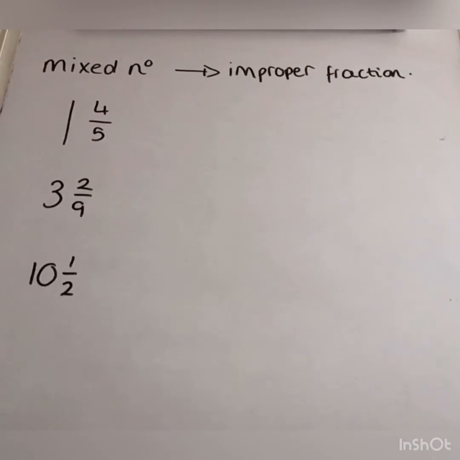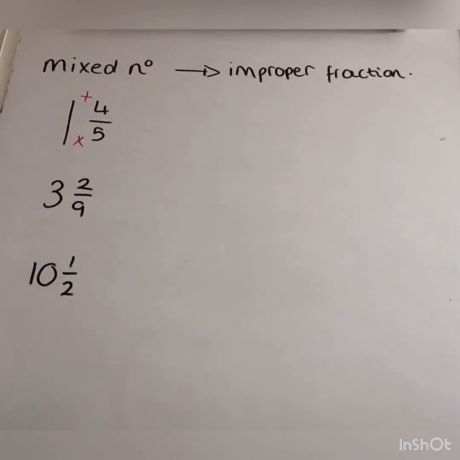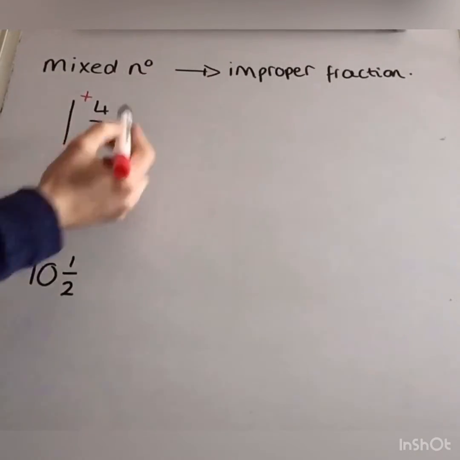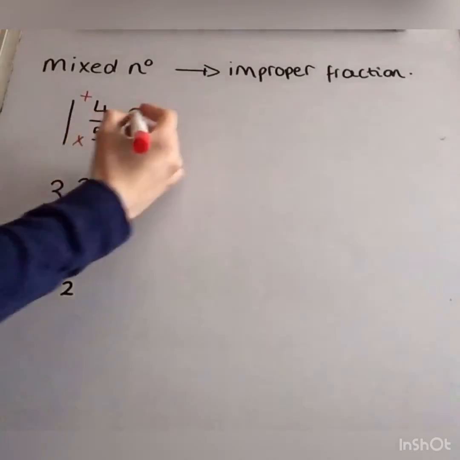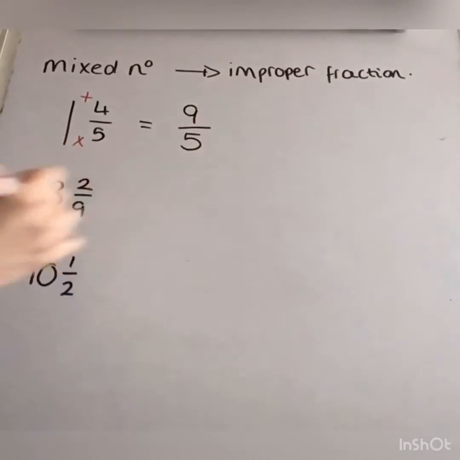In this part of the lesson, we're going to learn how to do the opposite of what we've just done. So we're going to convert mixed numbers into improper fractions. So what you do here, you do your whole number, your integer, multiplied by the denominator, and then we add on the numerator. So we do 1 times 5 is 5, and then we add on the 4 to that. So 5 add 4 is 9. Now that 9 goes back over the same denominator, which is the 5.